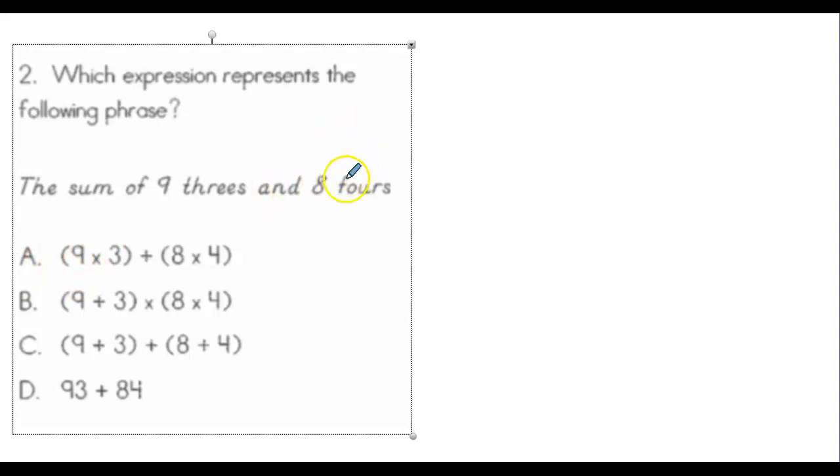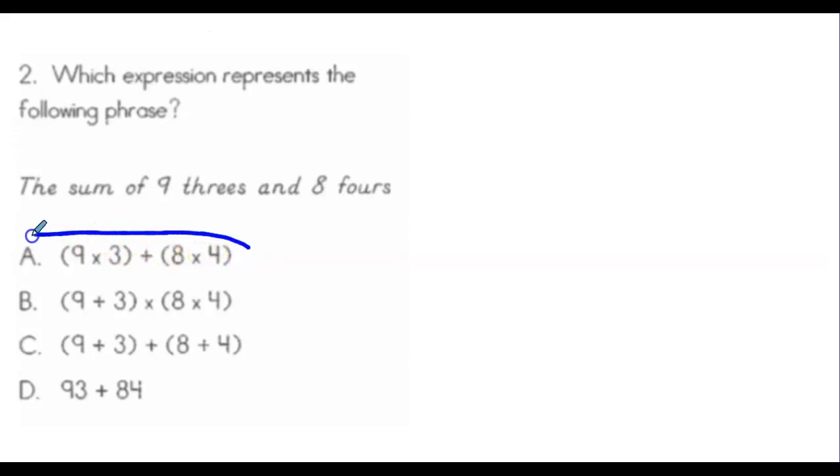So that would be 8 fours. That'd be 8 times 4. So we have right here 9 times 3 plus 8 times 4. So this would be the sum of 9 threes and 8 fours. So A is where our answer is.